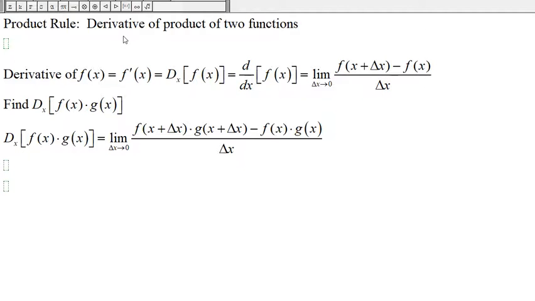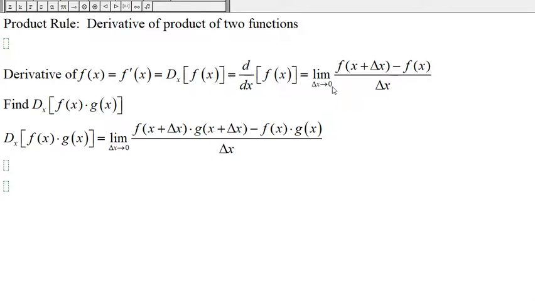Here we want to find the derivative of a product of two functions. So far we have this. The derivative of f of x is sometimes written, or also denoted, as f prime of x. And then we also use notation like this. This also means the derivative of f of x with respect to x. And all this type of notation is also the derivative of f of x with respect to x.